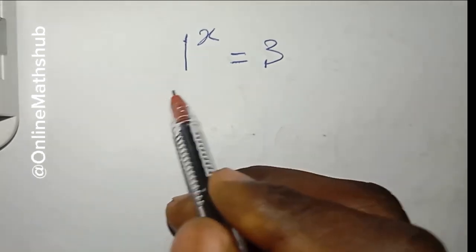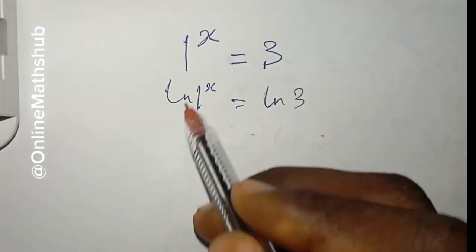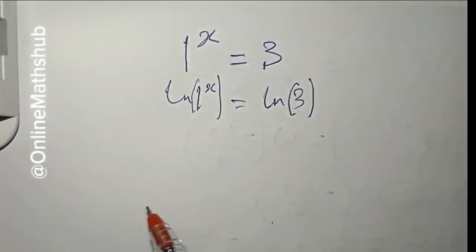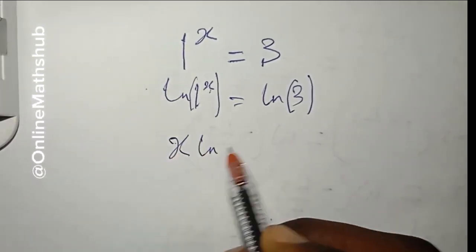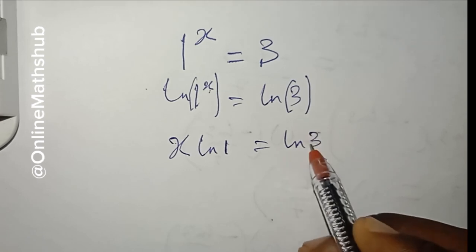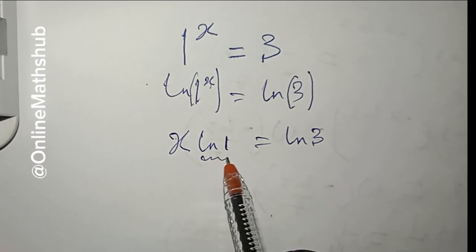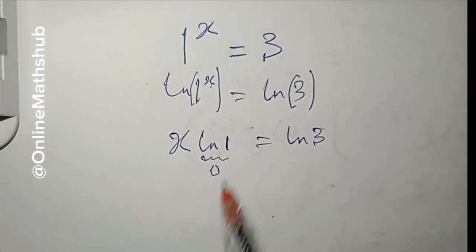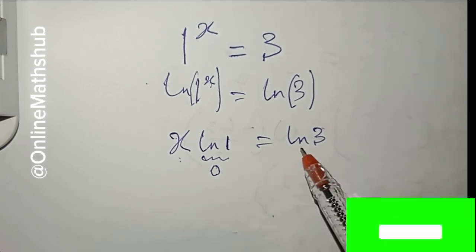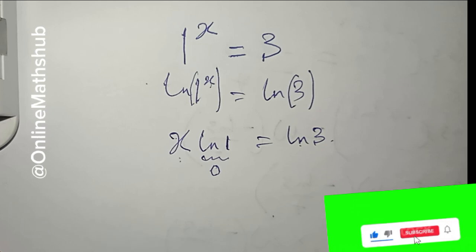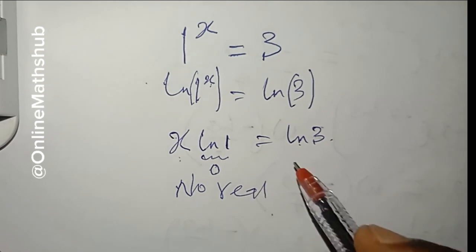If I do that, I'm going to have the natural log of 1 power x is equal to the natural log of 3. Let me put this in brackets, and then I can bring down this x, so that I have x multiplied by the natural log of 1 is equal to the natural log of 3. You will not go far before you see that there is a problem, because the natural log of 1 here is 0, and 0 multiplied by x gives you 0, and the natural log of 3 is not equal to 0, which shows that we cannot find a real solution to this equation.